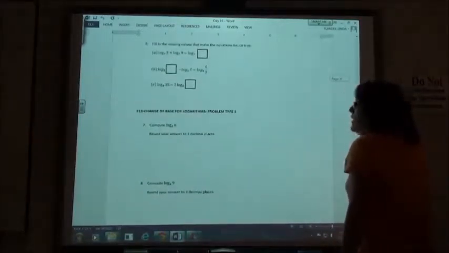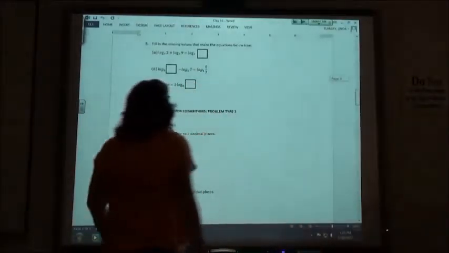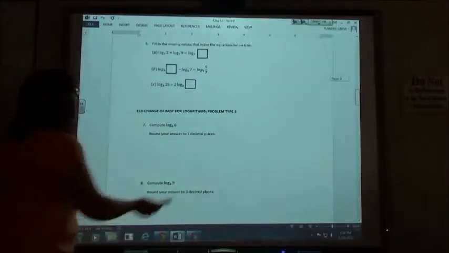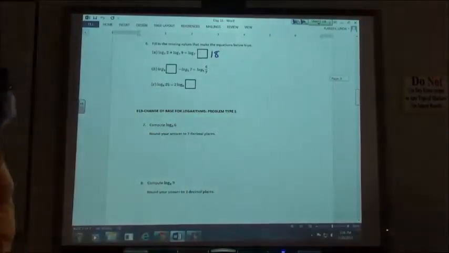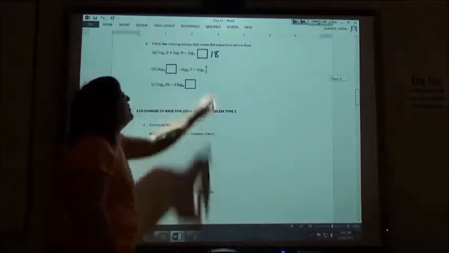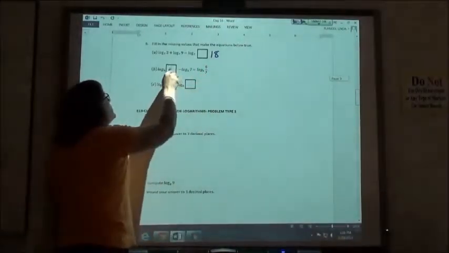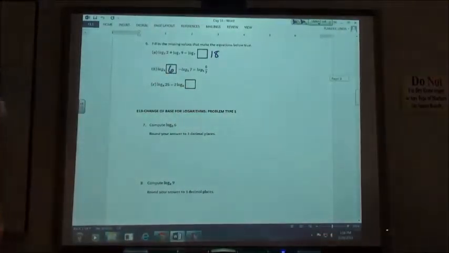So on number 6, log base 7 of 2 plus log base 7 of 9. I'm adding my logarithms, so I multiply: log base 7 of 18. Part B, log base 5 of what, minus the log base 5 of 7 would equal log base 5 of 6/7. The first box would have had to be a 6.